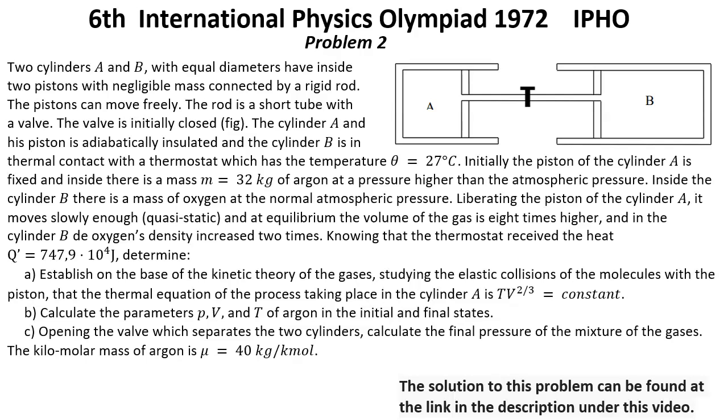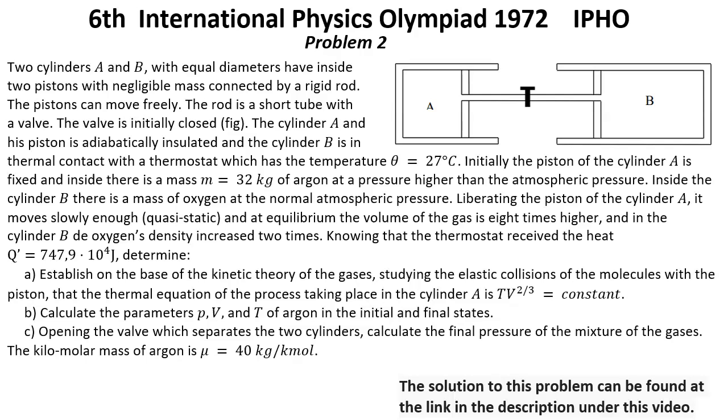Liberating the piston of the cylinder A, it moves slowly enough, quasi-static, and at equilibrium the volume of the gas is 8 times higher, and in the cylinder B the oxygen's density increased 2 times. Knowing that the thermostat received the heat Q prime equal to 747.9 times 10 to the power 4 joules, determine A.